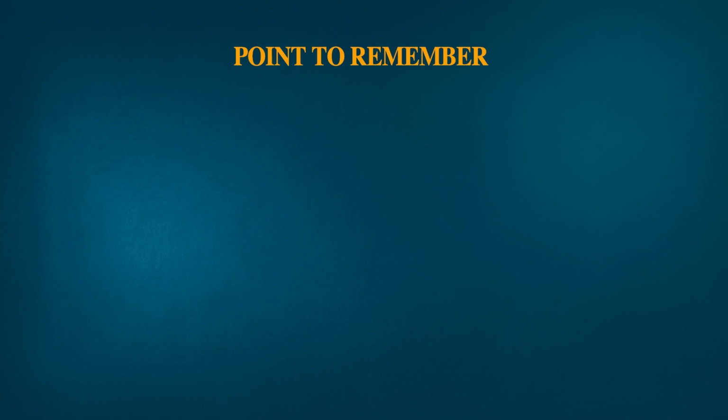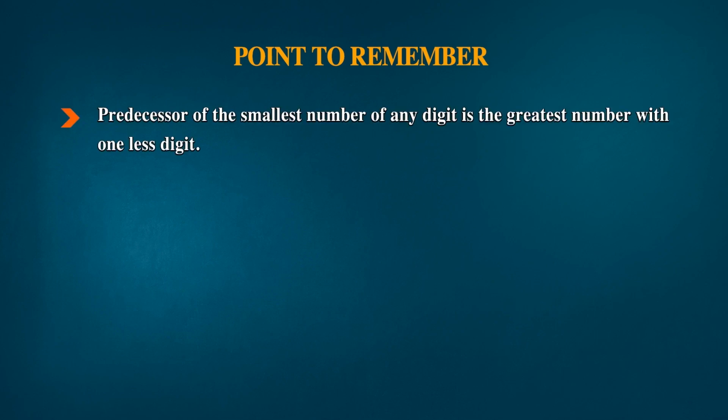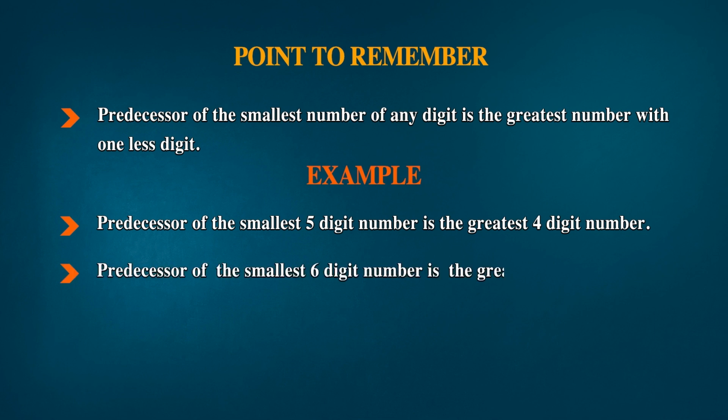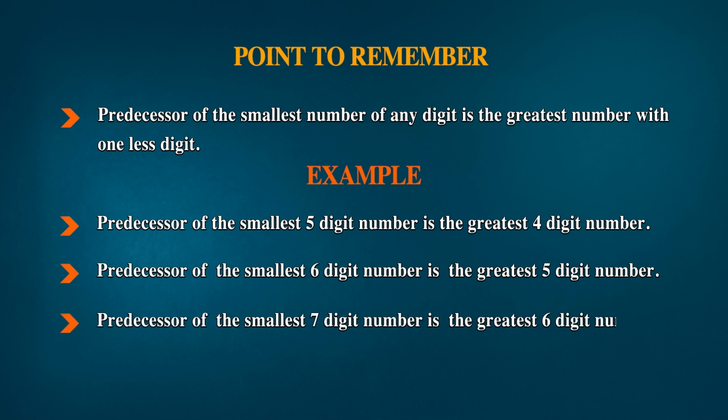Points to remember: predecessor of the smallest number of any digit is the greatest number with one less digit. For example, predecessor of the smallest 5-digit number is the greatest 4-digit number. Predecessor of the smallest 6-digit number is the greatest 5-digit number. Predecessor of the smallest 7-digit number is the greatest 6-digit number.